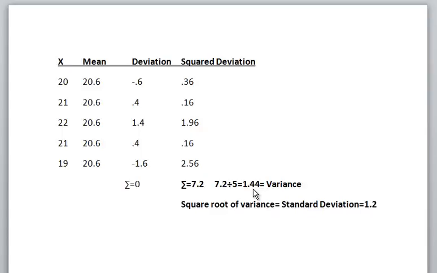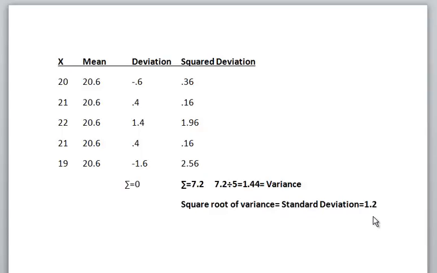So the square root of the variance of this 1.44 gives us the standard deviation. The standard deviation is in the same units that we started with. So when we take the square root of 1.44, we now end up with a standard deviation of 1.2. That tells us that on the average, scores spread out from the mean by 1.2 years.